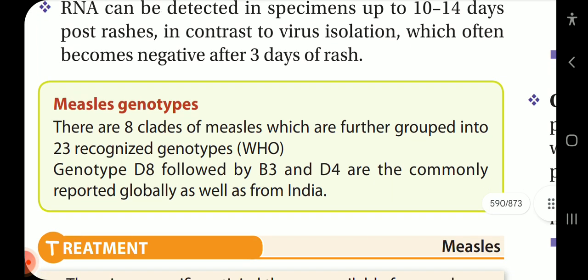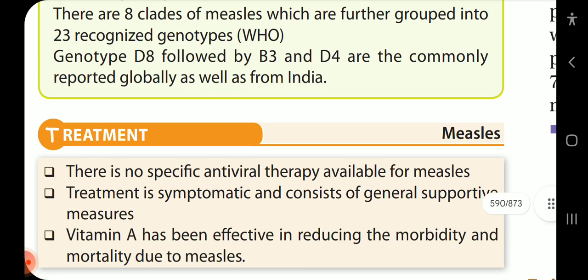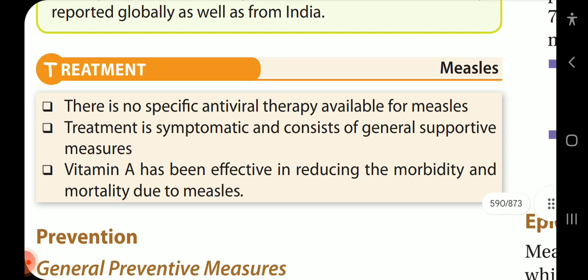Measles genotype. There are 8 clades of measles, which are further grouped into 23 recognized genotypes by WHO. Genotype D8, followed by B3 and D4, are the common ones reported globally as well as from India. Treatment of measles. There is no specific antiviral therapy available for measles. Treatment is symptomatic and consists of general supportive measures. Vitamin A has been effective in reducing the morbidity and mortality due to measles.